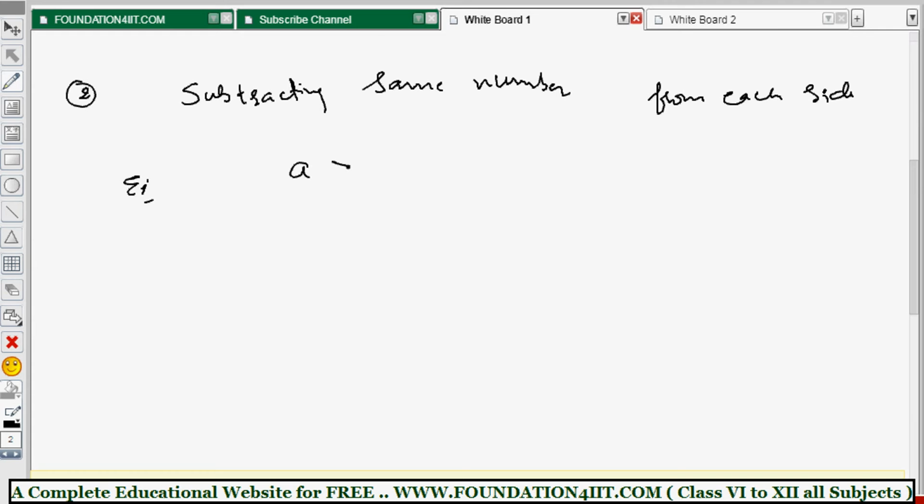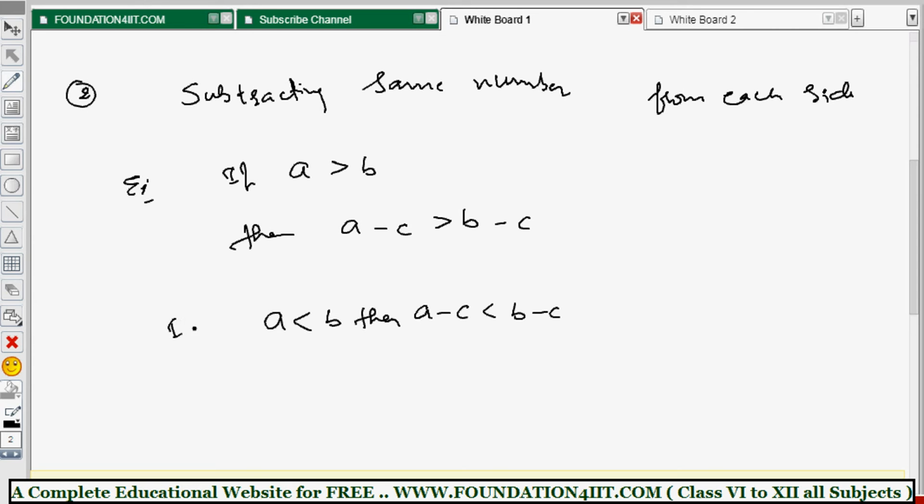For example, if A is greater than B, and I'm subtracting C from both sides, then A minus C is also greater than B minus C. We can write that. And if A is less than B, even then A minus C is less than B minus C. Okay, if A is less than B, then A minus C is also less than B minus C. You can see an example here.